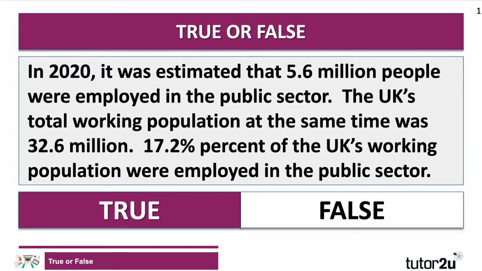So the first true or false question, so get ready to enter your answers onto the chat. In 2020, it was estimated that 5.6 million people were employed in the public sector. The UK's total working population at the same time was 32.6 million. 17.2% of the UK's working population were employed in the public sector. Is this true or false? Answers on the chat as soon as you've worked this out.